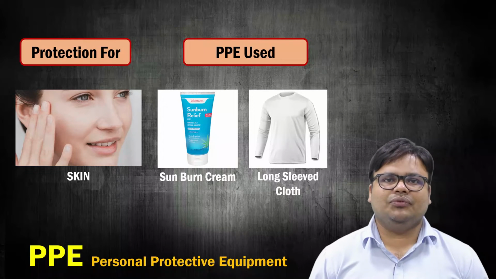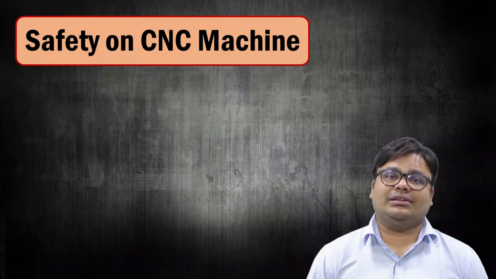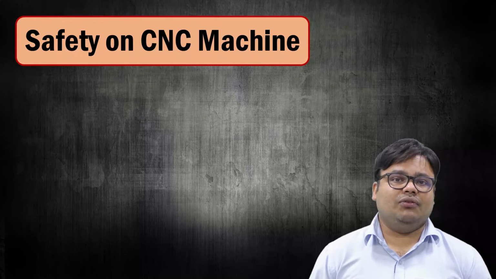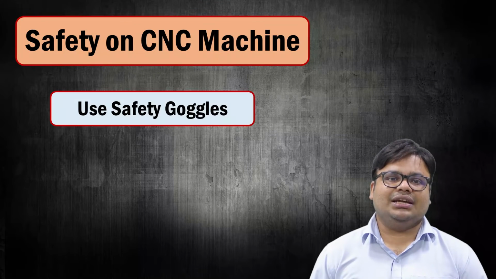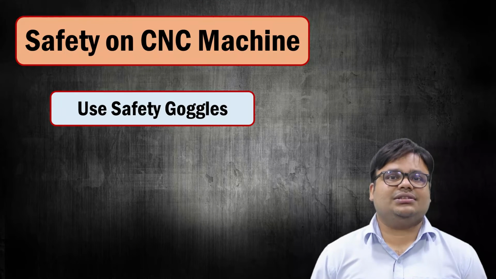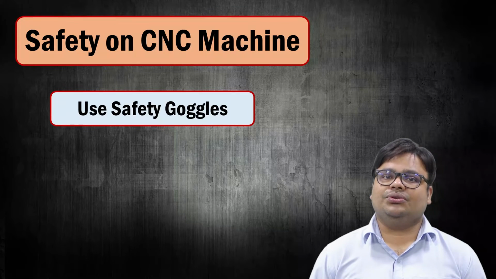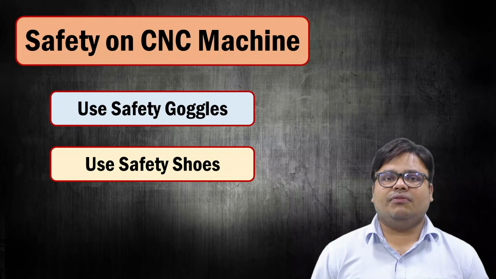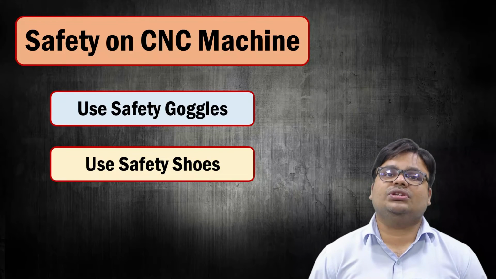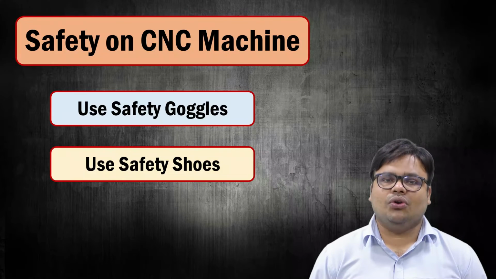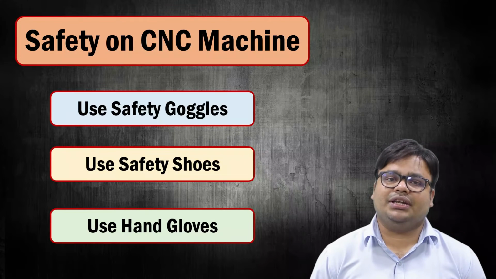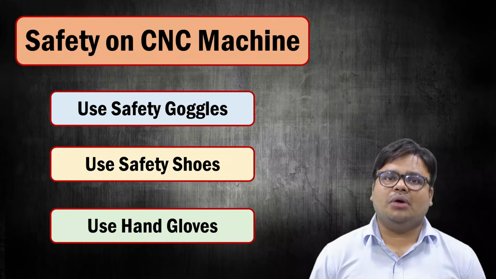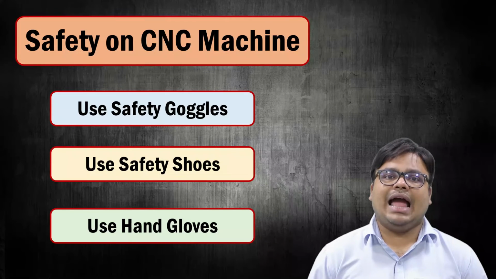Now we'll move on to safety on CNC machines. What should you keep in mind while working on a CNC machine? First, use safety goggles. Please listen properly, use safety goggles. Then use safety shoes. This is mandatory whenever you are working with a CNC machine. Use hand gloves, because there will be very sharp cutting tools and a lot of burrs and edges on the machined jobs. Please make a habit of wearing hand gloves.